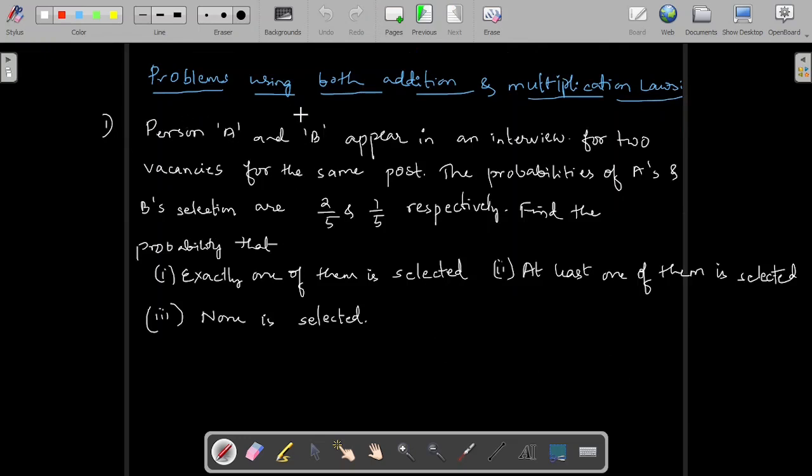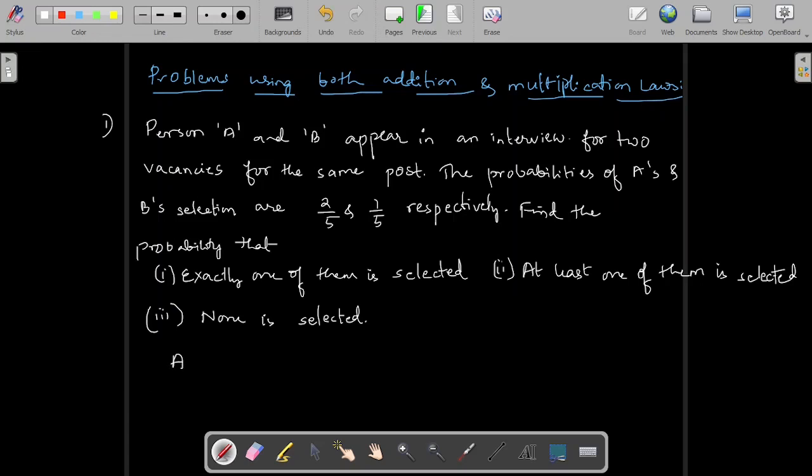Next is about problems using both addition and multiplication laws. We know what is addition law and what is multiplication law. We will combine both to solve problems related to probability. See the first one. Persons A and B appear in an interview for 2 vacancies for the same post. The probabilities of A's and B's selection are 2 by 5 and 1 by 5 respectively. Find the probability that exactly one of them is selected.